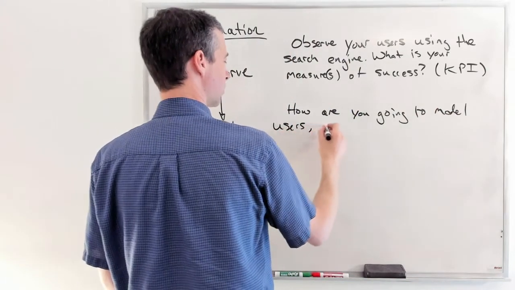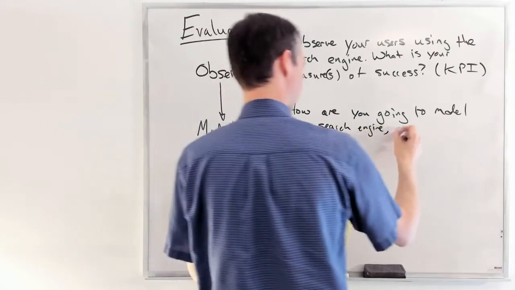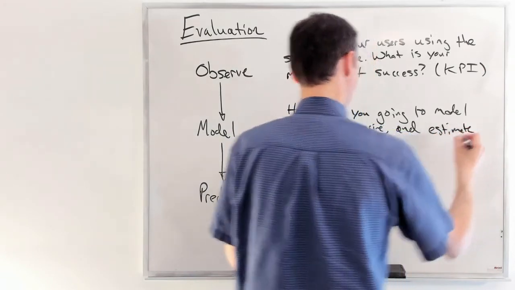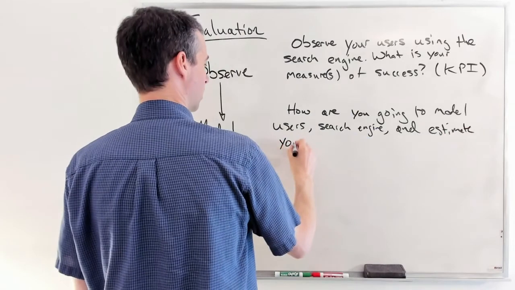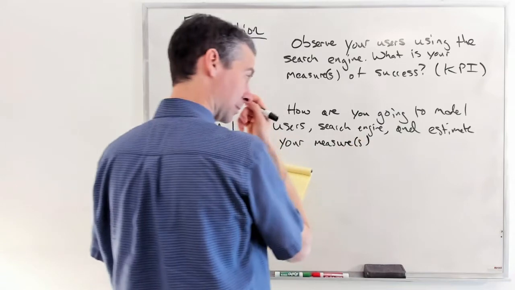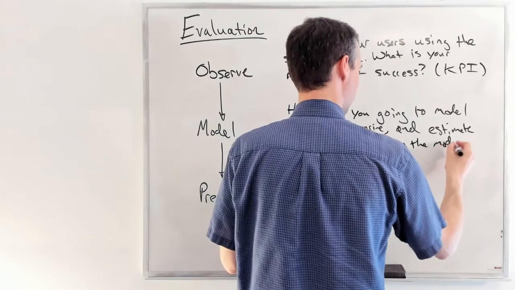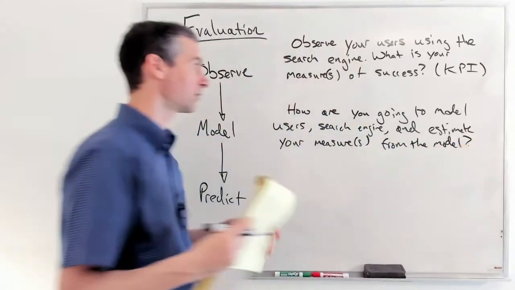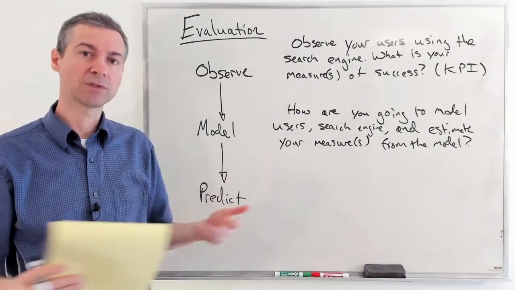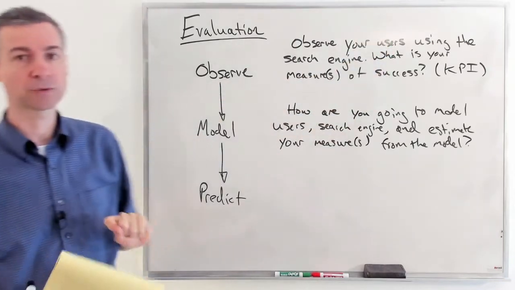And it's not just the users, it's also the search engine. And from this model, there's got to be some way to estimate your measures from the model. Or what is it that you're going to get from the model? Hopefully, at least if it's not the measure itself, it's something that you think is predictive of, or correlates with, your true desire of what you want.